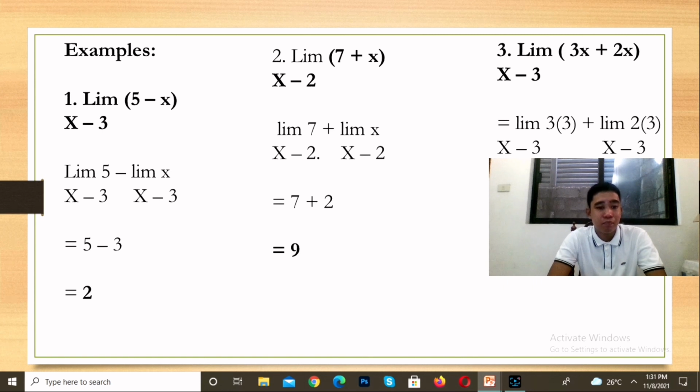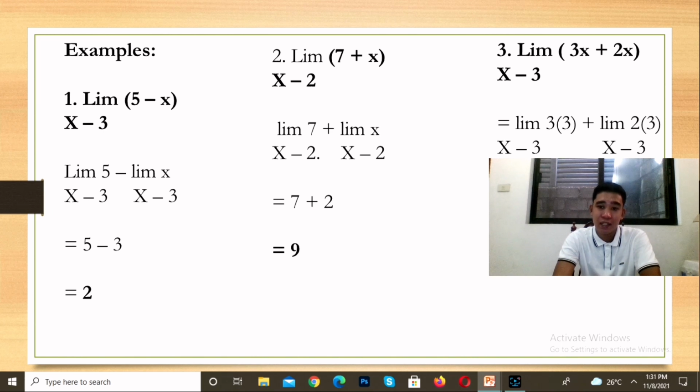Examples: limit of 5 minus x, x approaches 3. I-substitute mo lang yung 3 doon sa x. So magiging limit of 5 minus limit of x, kasi sasubstitute mo lang yung 3 doon sa x. So 5 minus 3 equals 2. Tapos limit of 7 plus x, x approaches 2. Limit of 7 plus limit of x, x approaches 2, equals 7 plus 2 equals 9.